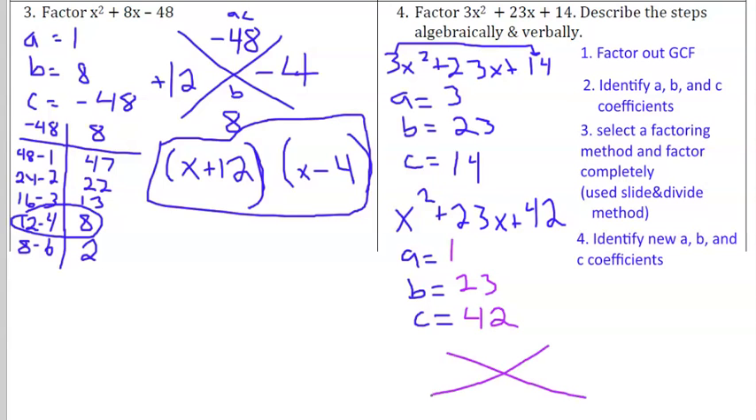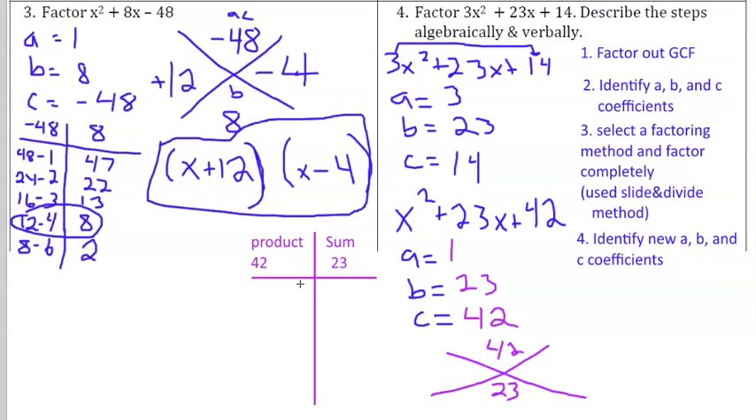So we can write our product, which is 42, and our sum, which is 23. We'll find two factors that multiply to give you 42 and add to give you 23. If you need to, you could do a T-chart to write your factor pairs and your sums.